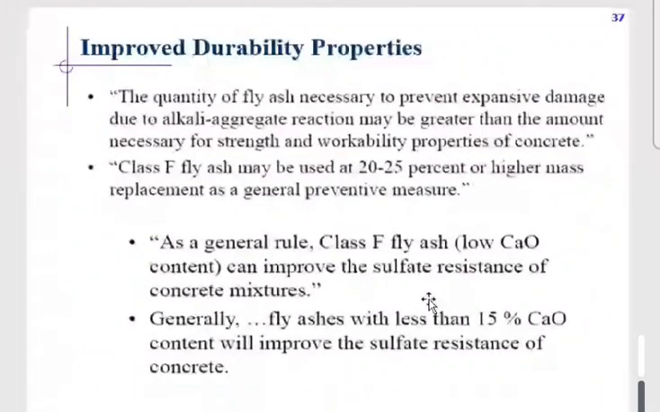Now, how much percentage of fly ash may be used actually? There is an ACI report, I don't remember the exact name, I think it's ACI 228 or 232. One of them is there. It states that you can go for the cement replacement between 15 to 25%. They can say that you can go up to 15% with class F fly ash.